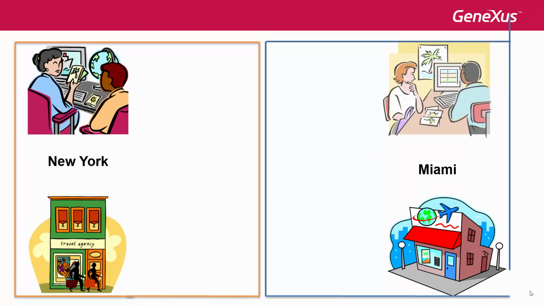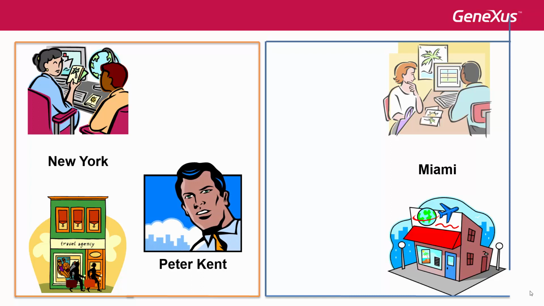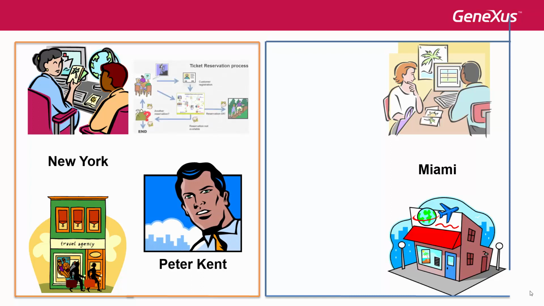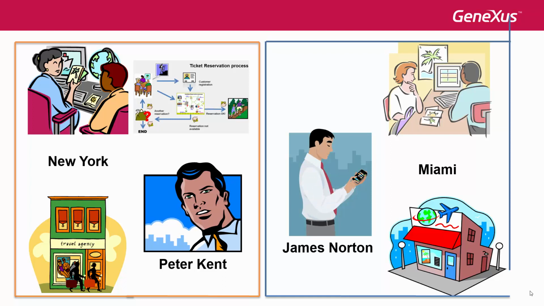For example, if we assign the New York office to Peter Kent, when Peter initiates a ticket reservation process, the reservations will be those of the New York office. If James Norton is from the Miami office, he will not be able to view the process initiated by Peter or execute the tasks that Peter can view, even when they both access the same GXFlow server. Only users in the same branch as Peter will be able to access the tasks of the process initiated by him.